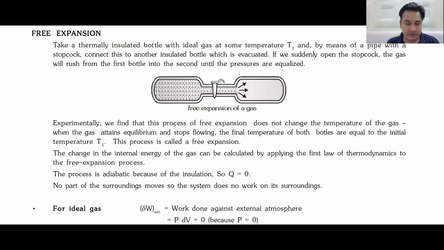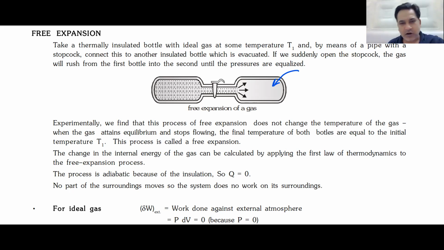Now, what happens in this free expansion, and many times questions have come in JEE Advanced. We have two cylinders, two chambers, and a piston in between, and one of the chambers is evacuated. Have you seen a question like this? On this side, as you can see, there is nothing. There is no gas, no air. It's completely vacuum.